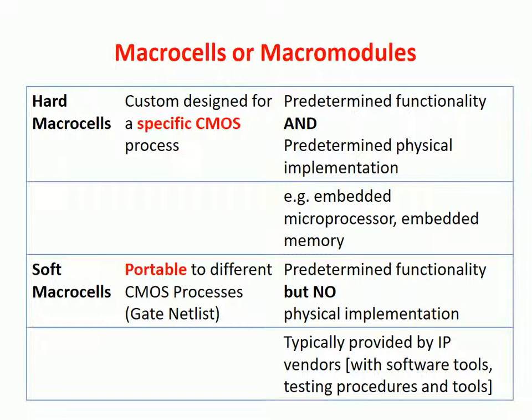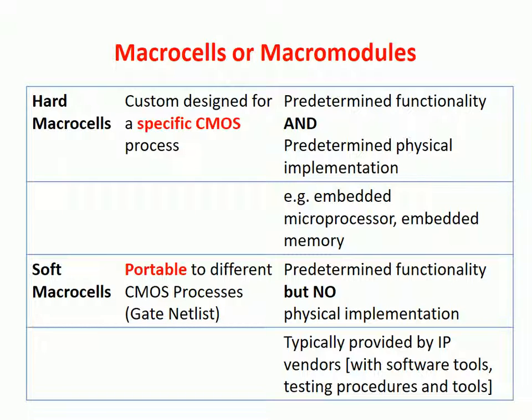Regarding macro cells and macro modules, it's important to distinguish between two different types of macro cells, the so-called hard macro cells and the so-called soft macro cells. And so this is another important aspect of the chip design. So hard macro cells are custom designed for a specific CMOS process. So basically we have the circuit with all the transistors with the proper dimensions, and with the layout of the various masks already done. Okay, so we have a predetermined functionality of the macro cells and also a predetermined physical implementation.